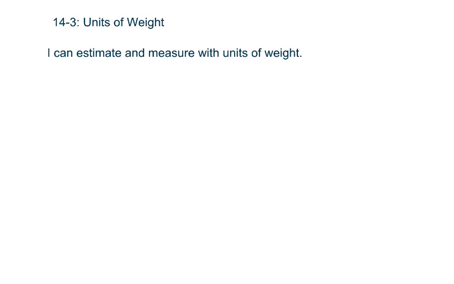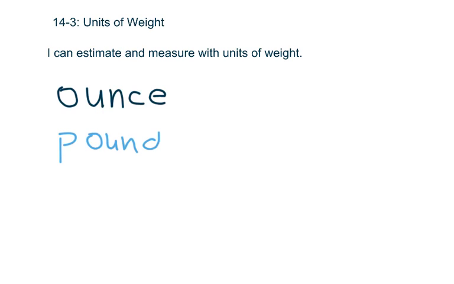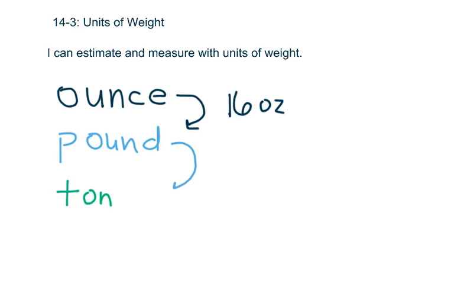There are three main units in the customary system. The first is an ounce, not to be confused with a fluid ounce. The second one is a pound, and the third is a ton. In this system, there are 16 ounces in 1 pound, and there are 2,000 pounds in 1 ton. Although you don't need to know this measurement today, it will be helpful for you in the future.